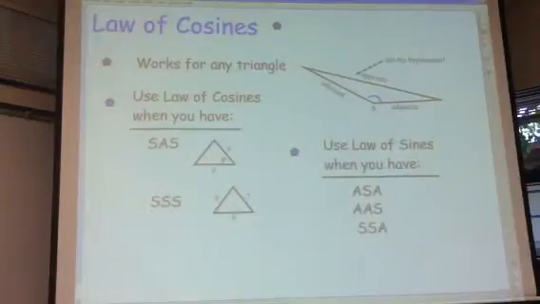This is when we use law of sines, when you have two angles and a side in any order, or side-side-angle. So different from this one, the angle is not in between the two sides for here, versus this one, the angle has to be in between the two sides. Let's look at its formula.